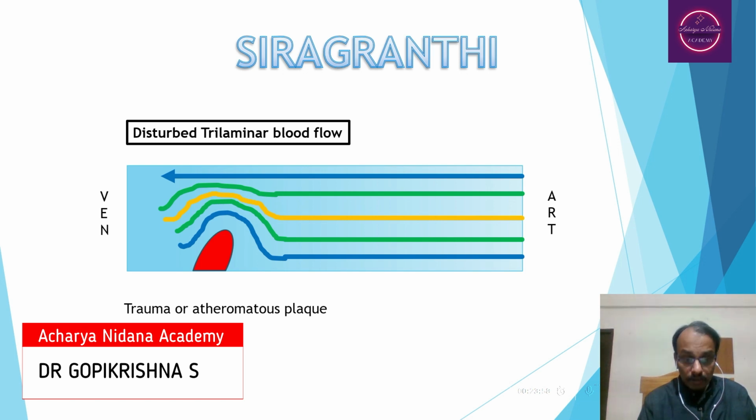For example, if a person is having an atheromatous plaque, or if there is any external physical trauma, this actually damages the capillaries. When there is damage to the capillaries, this is responsible for the deviation of the course of the particular components. This is actually responsible for the disturbed trilaminar flow, and this is the initiation for the manifestation of a Siragranthi.